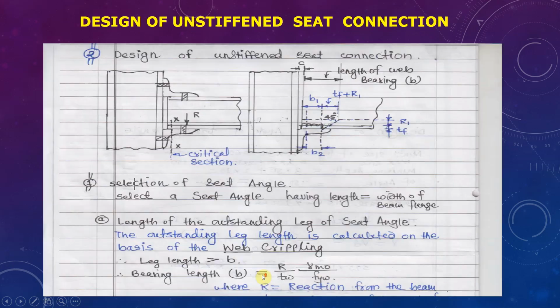So what is B2? Let us look at it again. B2 is the distance between the end of this bearing B1 and this root radius of the horizontal leg of the seat angle. This is a cantilever portion which will bend downward, and the bending moment acting will be maximum here. So the thickness of this seat angle is decided by the cantilever length up to this point, and the width of the angle.